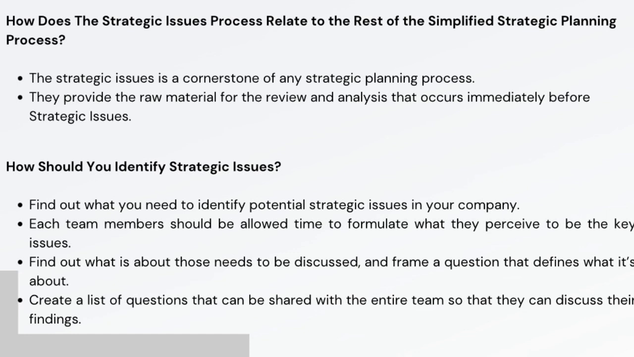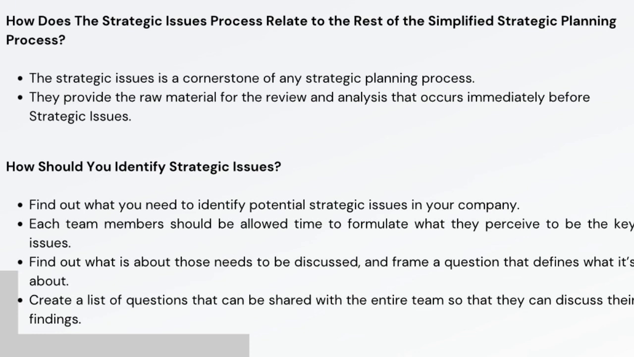Then the second question is: how should you identify strategic issues? First, find out what you need. What do you need in order to identify strategic issues? Each team member should be allowed time to formulate what they perceive to be the key issues. Find out about those needs, discuss, frame questions and define them. Create a list of questions, and the entire team should also discuss their findings.